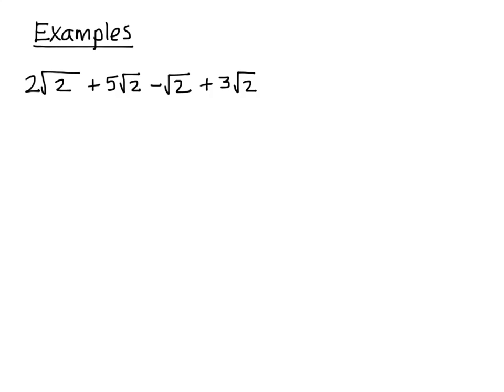So here's one that's just a whole bunch of like terms. We have 2 root 2, plus 5 root 2, minus the square root of 2, plus 3 square root of 2. So here we'll just add 2 and 5, subtract 1, and add 3 to get 9 root 2. Those are all like radicals.